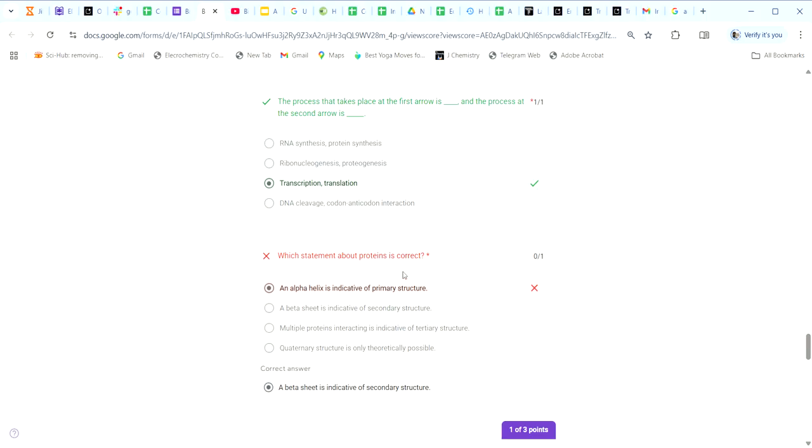Which of the following is indicated for the primary structure? Alpha helix, beta... Okay, that is not correct.